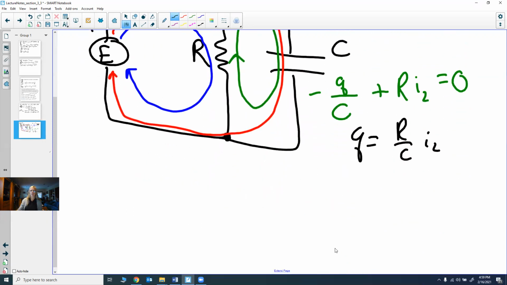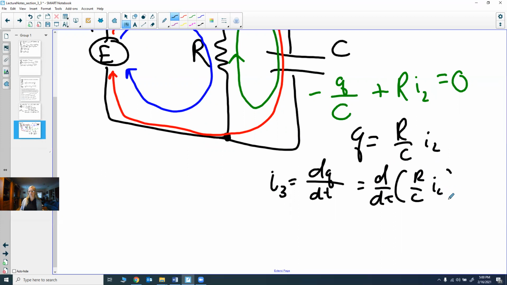But again, we don't want to have current and charge going on together. So one of the things we need to remember is how does current fit into it? So remember, I3 is going to be the rate of change of charge over time. So I3 is dq dt. All right. But Q, we just found out what it was. Q is equal to R over C, I2. So we're going to take the derivative of Q, which was R over C times I2.